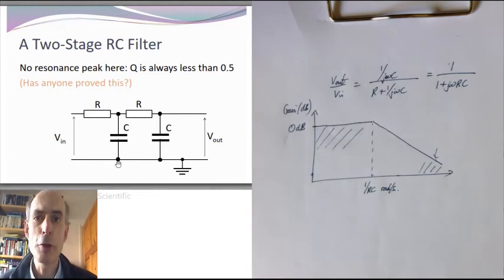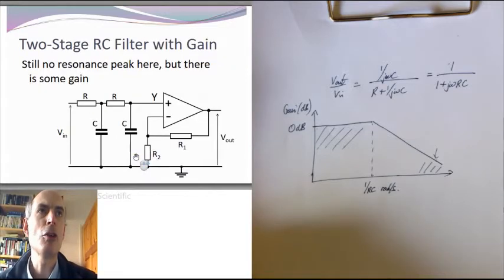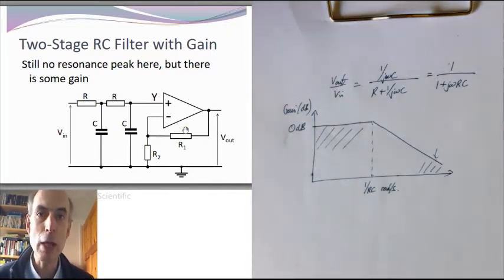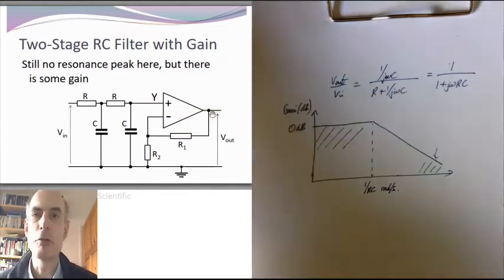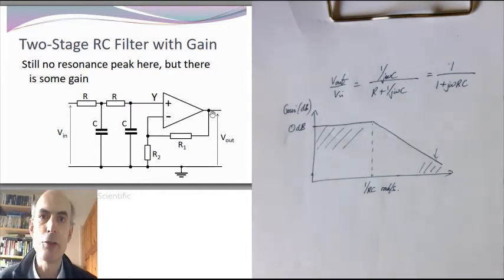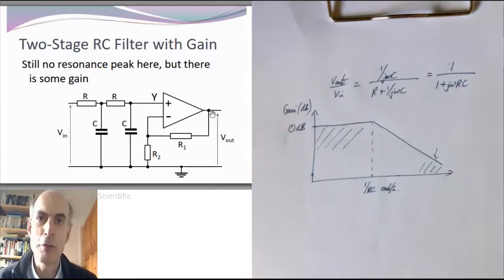It does leave us with the problem, though. What do we do if we want our filter to have a Q factor of greater than 1/2, but we don't want to use inductors? Well, we'll get to that in a bit. The next slide just puts some gain at the end of this two-stage RC filter. So, still no resonance peak, we still have a Q factor which cannot be greater than 1/2, but now we have some gain as well, and we have the advantage that the output impedance of this filter is ideally 0. It's being driven from the output of an op-amp. You may remember that one of the properties of an ideal op-amp is that it has a 0 output resistance.